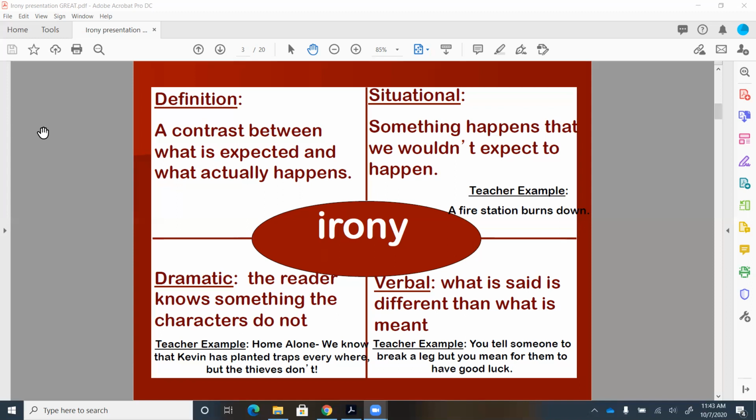The next type is dramatic, and drama is the key word here. This is when the reader knows something, or if you're watching movies, the watcher, you may say, knows something that the characters do not. This is very dominant in scary movies, thrillers, where we know that there's a killer or a bad guy hiding somewhere, but the actors on the screen have no clue, right?